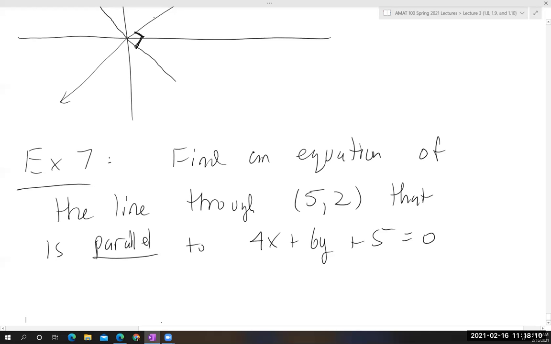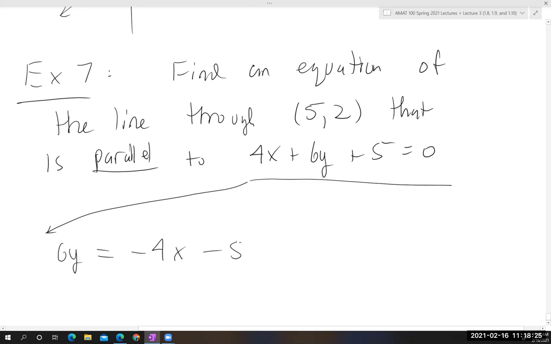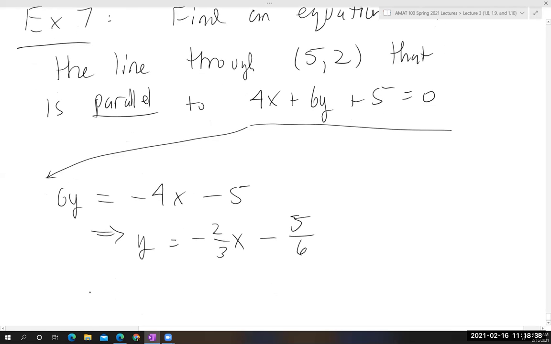So we want to put this in slope-intercept form. Once we know the slope of this line, we'll know the slope of the line we're interested in. So let's find that first. We have to solve for y. We'll subtract 4x and 5 from both sides, and then we'll divide by 6. If we divide by 6, we get y equals negative 2/3 x minus 5/6. So this implies that our slope is negative 2/3. The slope of this line is negative 2/3, but the slope of the line parallel to this is also negative 2/3.